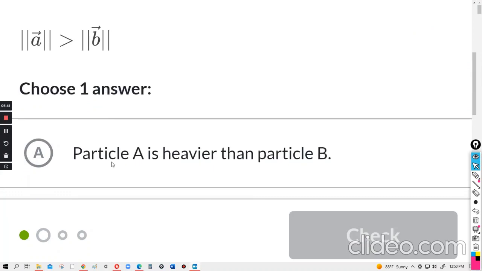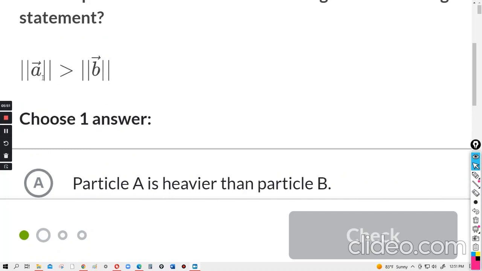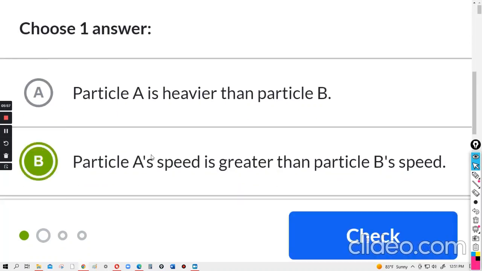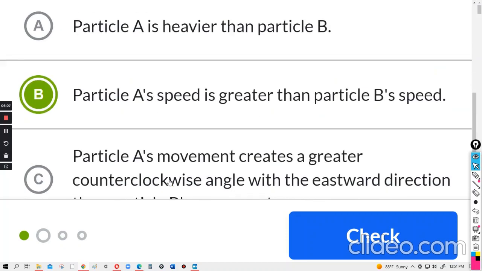Particle A is heavier than particle B. No, there's nothing about weight in the problem. Particle A's speed is greater than particle B's speed. Well, yes, we can see A is greater than B. Of course, the arrow always points to the less than side. Answer C, movement creates a greater counterclockwise angle. No, that's ridiculous. So that's it, answer B.